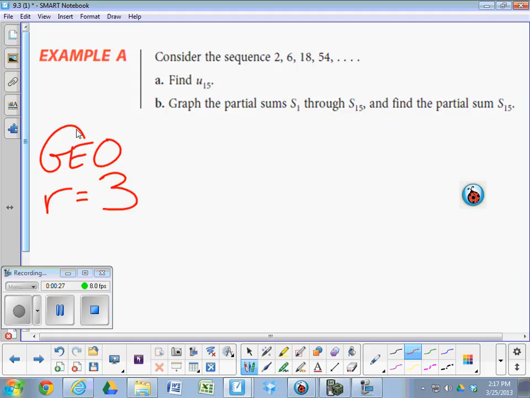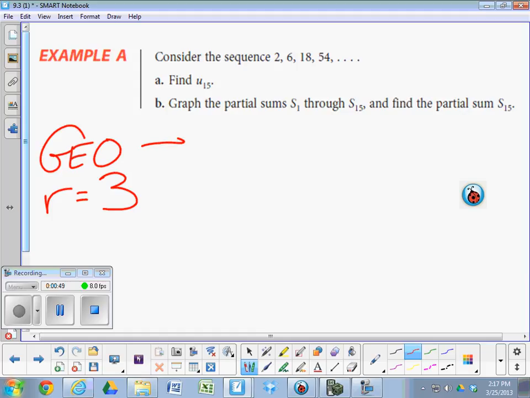When they say find U15, do they want the address of the house that's the 15th house on the block, or do they want all those addresses added up? That would be the sum, and it would say find S15. When they say find U15, they want the 15th house.